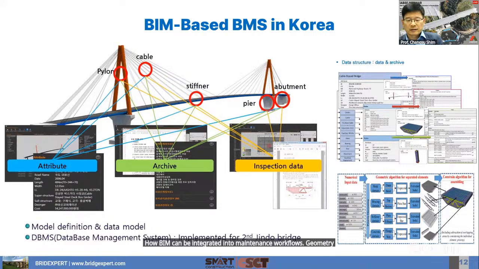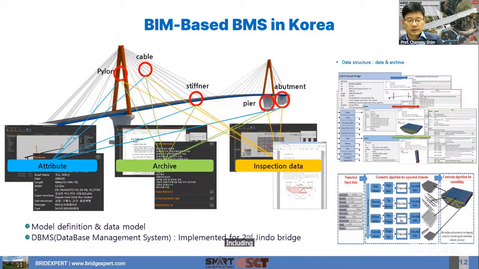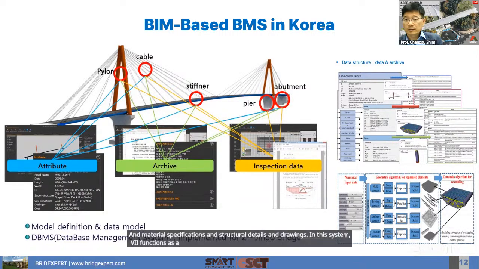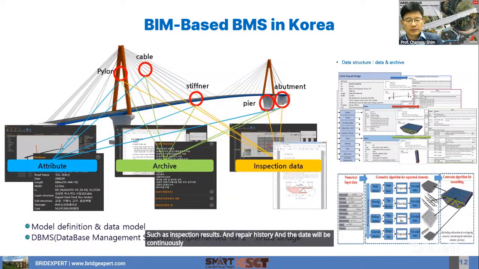Geometry models were created using standard data templates for each bridge member, including pylons, cables, girders, and deck elements. These models were enriched with property sets and linked files. We have lots of inspection records, material specifications, structural details, and drawings. In this system, BIM functions as a centralized database platform. We have existing information and newly collected maintenance data, such as inspection results and repair history. And the data will be continuously added and updated.